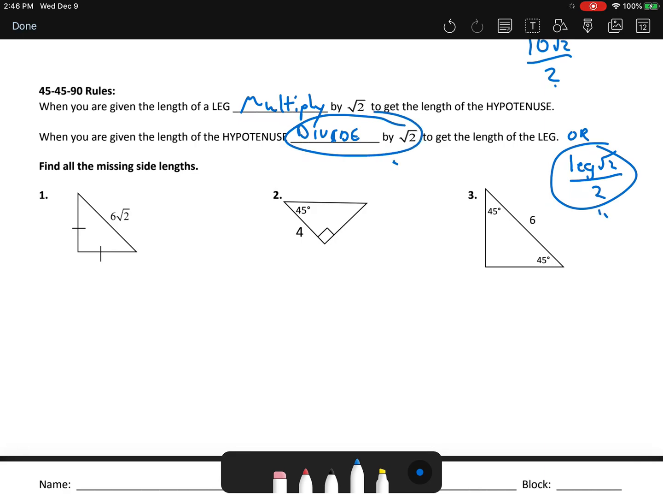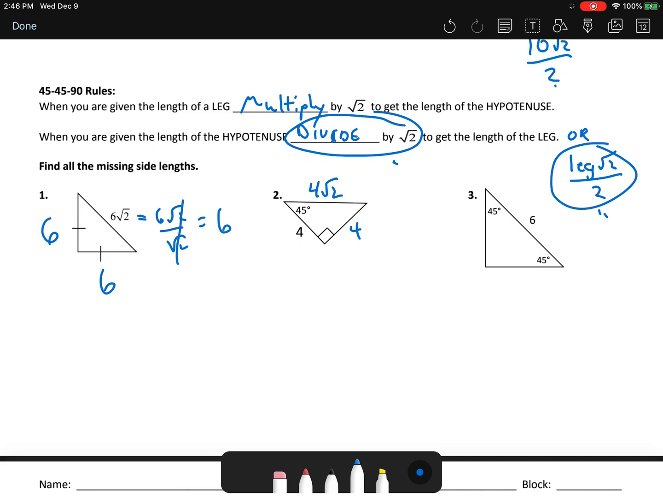So for instance, on number 1, it's easier just to divide by radical 2. So 6 radical 2, we're going to divide by radical 2. We get 6. So both those legs are 6. Number 2, if a leg is 4, then the other leg's 4. So the hypotenuse is 4 radical 2.